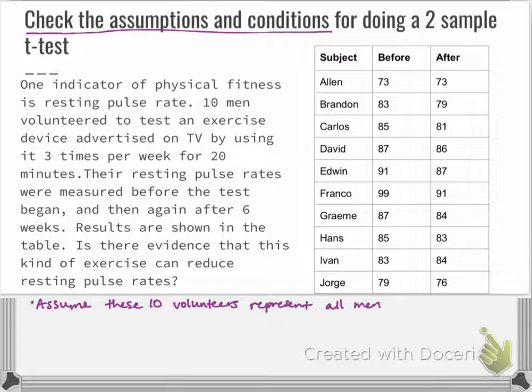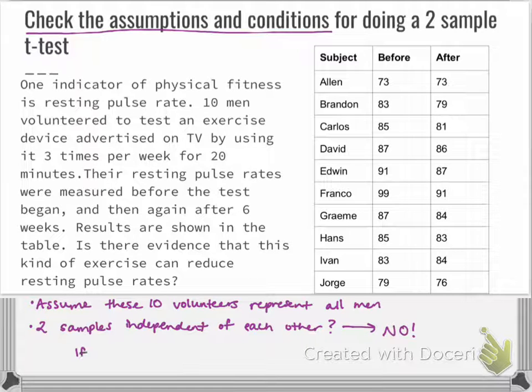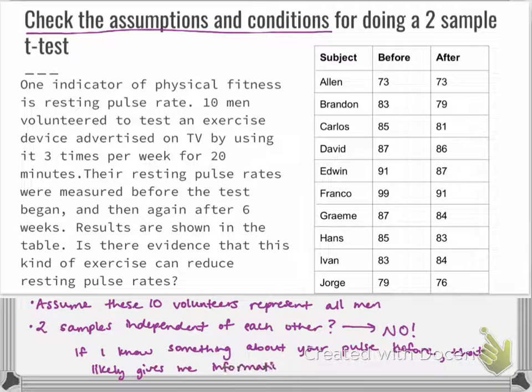Second thing, though, that becomes a problem is that for 2-sample t inference, my 2 samples have to be independent of each other. But if you look at the 2 samples, I have a before and after resting pulse rate for the same 10 men. So if I know something about their before pulse rate, that probably tells me something about their after pulse rate. You're probably not going to start with a before rate of 91 and end with an after rate of 73. That's a huge drop. And so we're missing that independence piece.